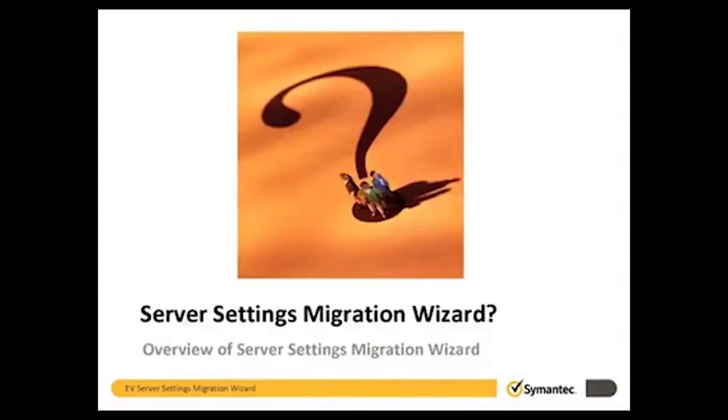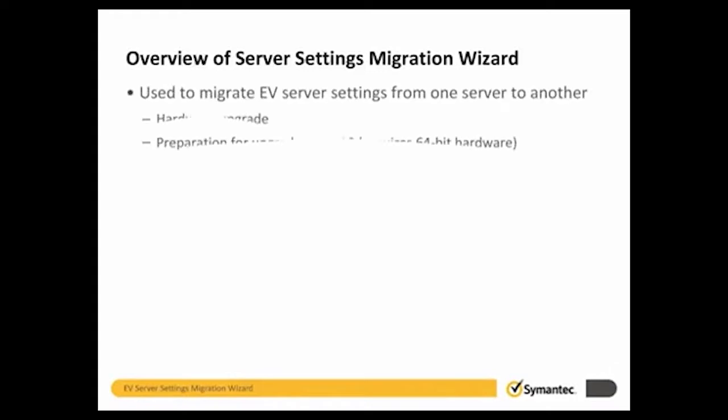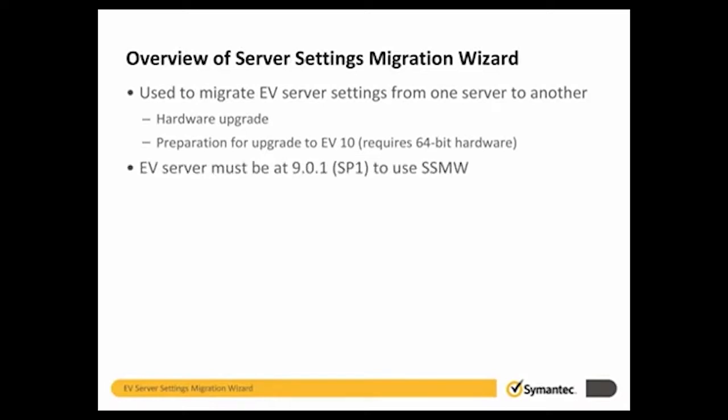What is the Server Settings Migration Wizard? We will take a look at an overview of this utility. The Server Settings Migration Wizard can be used to perform hardware upgrades or to prepare a server for upgrade to Enterprise Vault 10, as this requires 64-bit hardware. The source server must be at 9.0 SP1 or higher to run the Server Settings Migration Wizard.